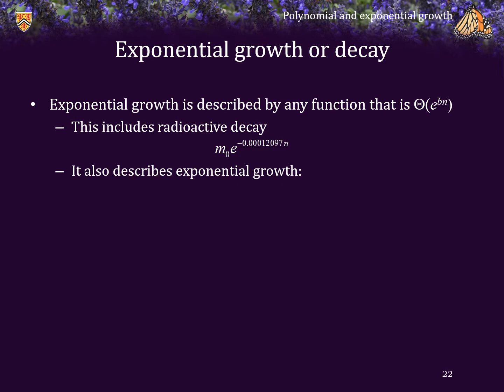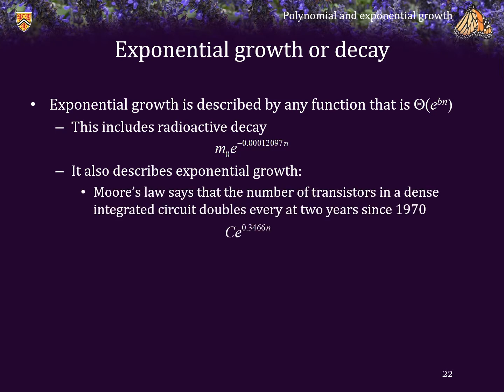However, exponential growth, of course, also describes exponential growth. Now, Moore's law says that the number of transistors in a dense integrated circuit doubles every 2 years, starting with around 1970. What that says is there is some constant C such that the number of transistors in that dense circuit can be determined by plugging in the year n since 1970 into this formula.